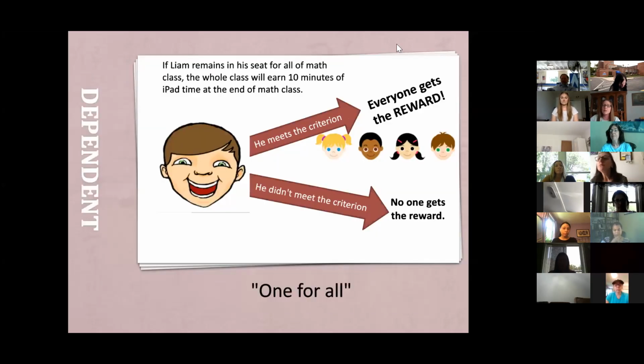An example of this would be if Liam remains in his seat for all of math class, the whole class will earn 10 minutes of iPad time at the end of math, right? Okay, so he meets the criterion, everyone in the class gets the reward, woohoo, right? But then if Liam doesn't meet that criteria, then unfortunately no one in the class is going to be able to benefit from that reward. That's why we call this group contingency the one for all.